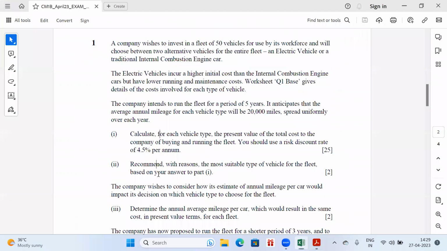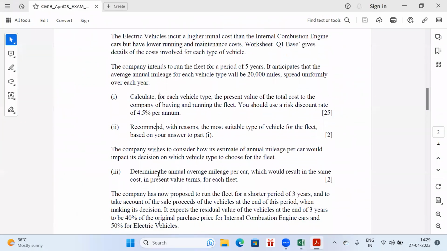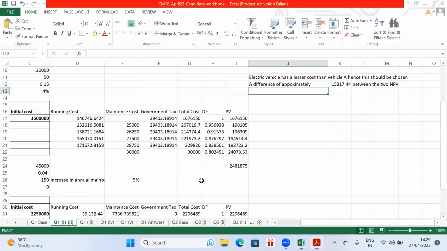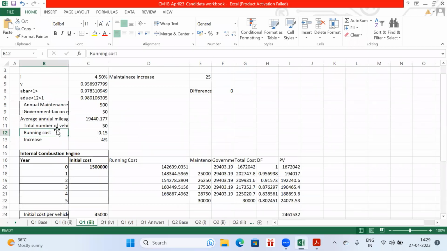The company wishes to consider how its estimate of annual mileage per car would impact the decision on which type of vehicle to choose for the fleet. Determine the annual average mileage per car which will result in the same cost in present value terms for each fleet. So it's very easy. We'll just copy this sheet to question 1 part 3. Exactly copy this sheet, and it was an average annual mileage of 20,000. So you see the difference is this.